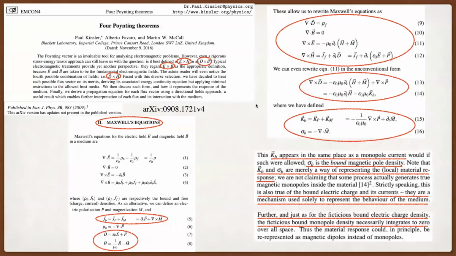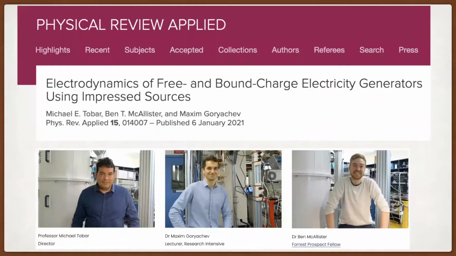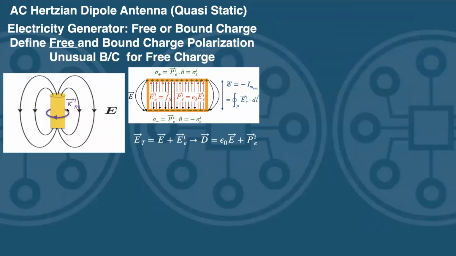This is a good paper which goes into the possibilities in Maxwell's equations, including magnetic current models. We have written this paper, which looks at the electrodynamics of free and bound charge electric generators using impressed sources. So if we have a free charge source, which is a current flowing up and down here, with a magnetic current boundary source, we have an enclosed current on the boundary, which could be deemed as a free charge polarization.